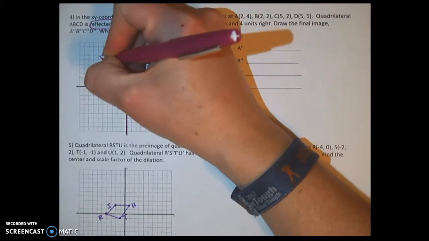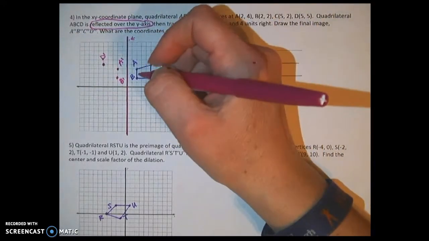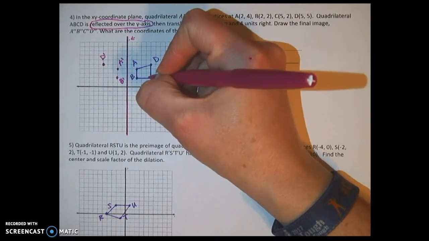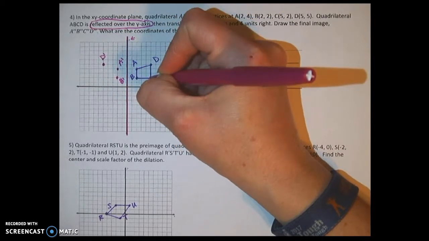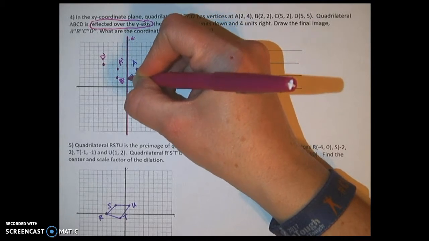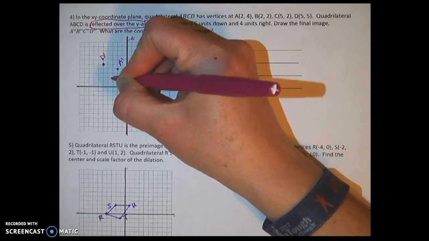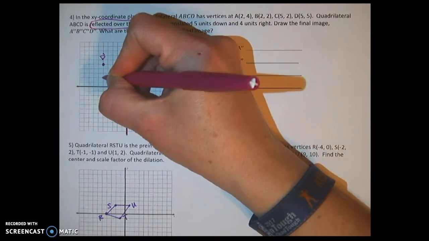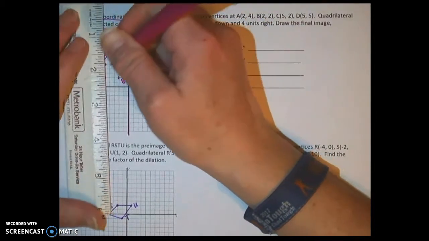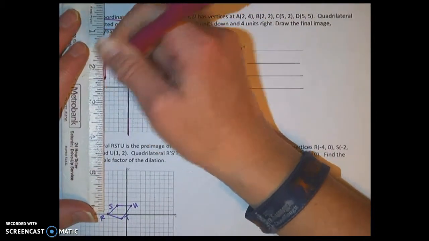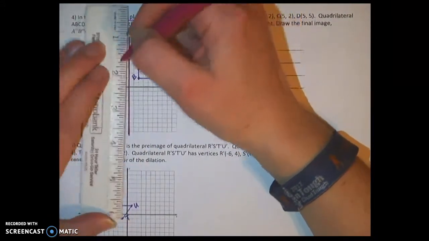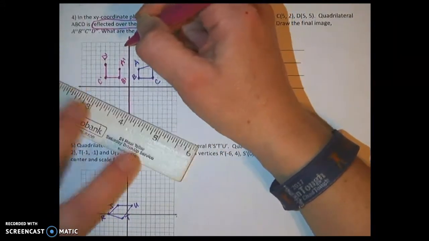And I realize that some of this I might be going a little bit too fast. Feel free to pause the video at any point in time that you need to. To get from the line to C, it is 1, 2, 3, 4, 5. So we're going to count 1, 2, 3, 4, 5. And there's my C prime. So I'm going to go ahead and draw my quadrilateral that is A prime, B prime, C prime, D prime that was reflected over the y-axis.